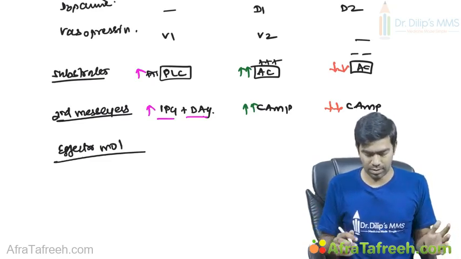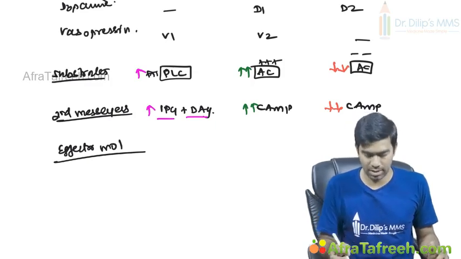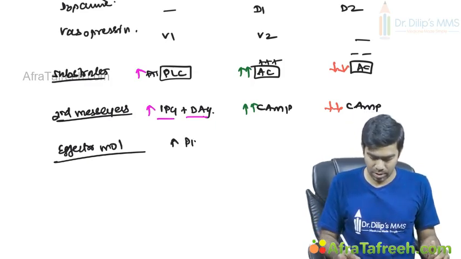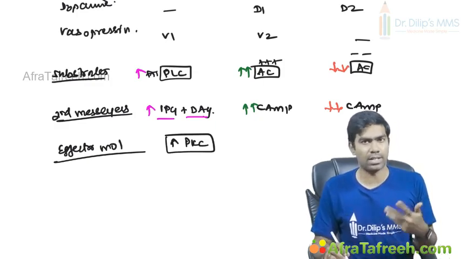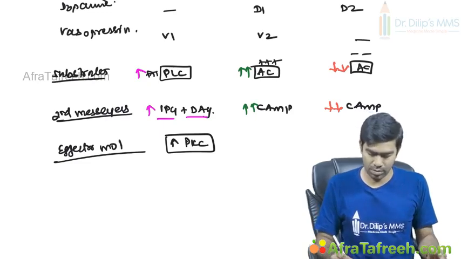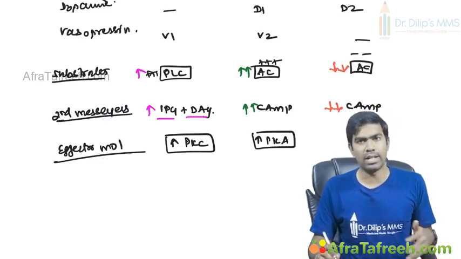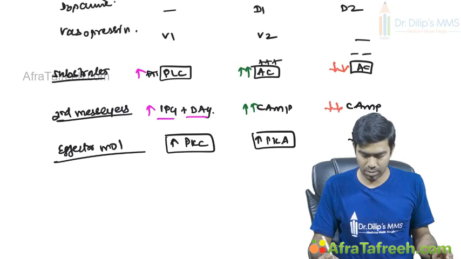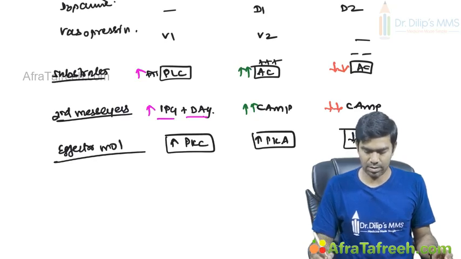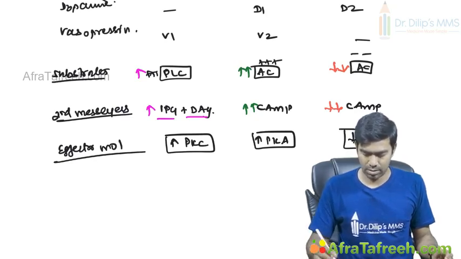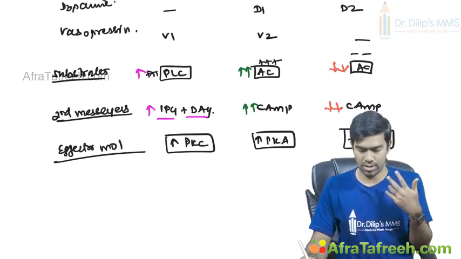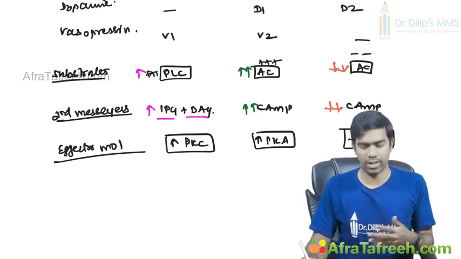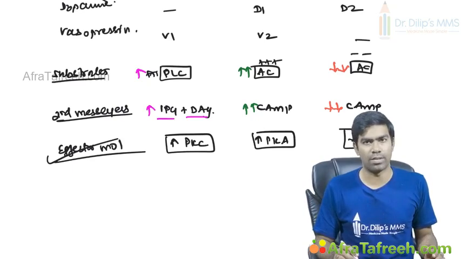The phospholipase C pathway that activates IP3 and DAG is going to increase the protein kinase C. And similarly, this Gs stimulated type, which increases cyclic AMP as second messenger, is going to increase the protein kinase A activity. And similarly, this Gi type is going to reduce the protein kinase A activity. Clear? So Gs will increase protein kinase A. Similarly, Gi will reduce the protein kinase A. So these are the final effector molecules that you have to know.